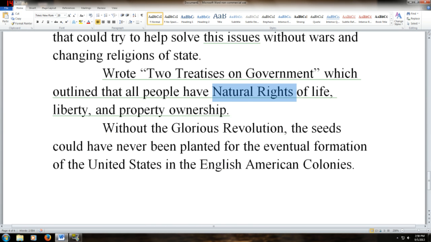So without the Glorious Revolution, there would be no seeds of the beginning of the United States, because later leaders who would eventually write things like the Declaration of Independence for the American colonies used those same words of John Locke, of life, liberty, and happiness. The pursuit of happiness was changed from property ownership. I guess you can only be happy if you own property, right? So Thomas Jefferson wrote those words, and it was pretty much almost a direct plagiarism of good old John Locke that came out of the Glorious Revolution.